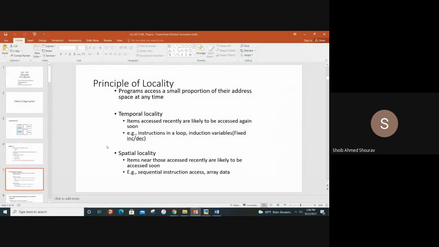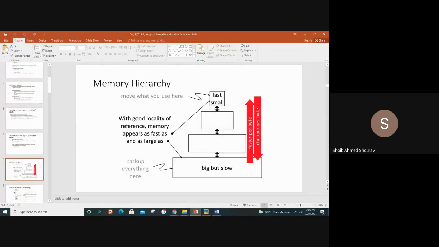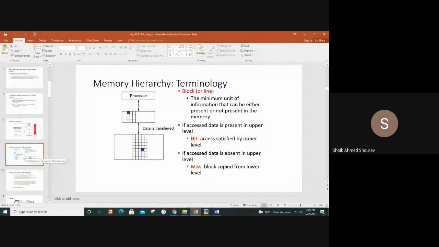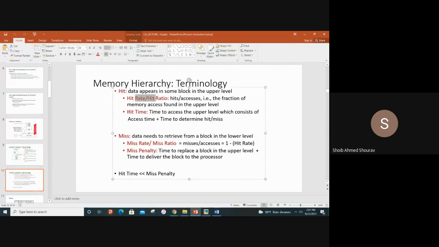Okay, so in the last class lecture, we have seen memory organization and how spatial and temporal localities work, how cache memory tends to store values or memory portions. We have seen memory hierarchy and its terminologies: what is a hit and what is a miss. Anything present in the upper level, the cache, is a hit, and anything absent from the cache is a miss. We have also seen hit rate, hit time, miss rate, and miss penalty.